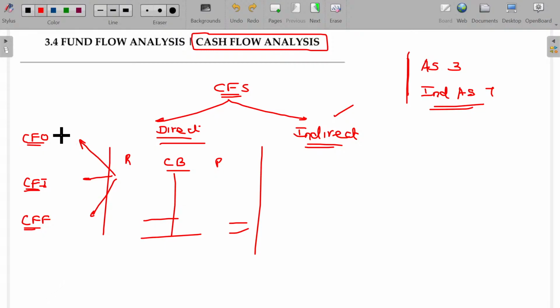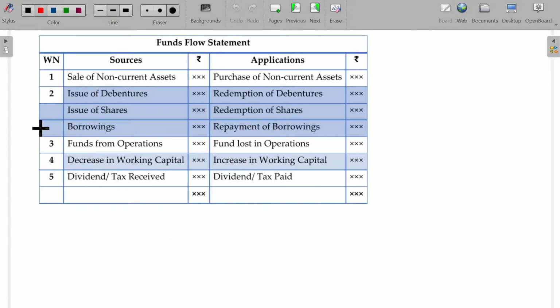Once you understand the items meant for operations, investing, and financing, you can simply restate the cash book into the cash flow statement easily. Under indirect method, that cash from operations part will be totally different. Rest will be the same.